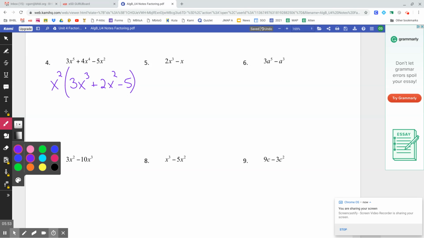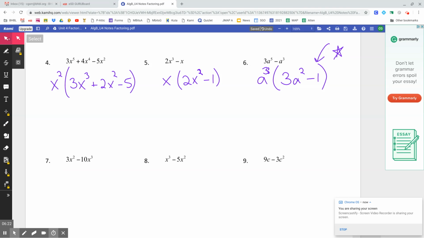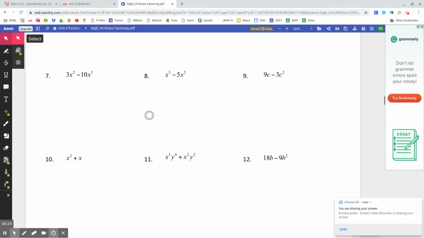Number 5. GCF of my terms is x. So I'm then left with a 2x squared minus 1. Number 6. My GCF is a to the third. Then be left with a 3a squared minus a 1. And don't forget that 1 there. Very, very important. Otherwise, it won't redistribute to what you're looking for.